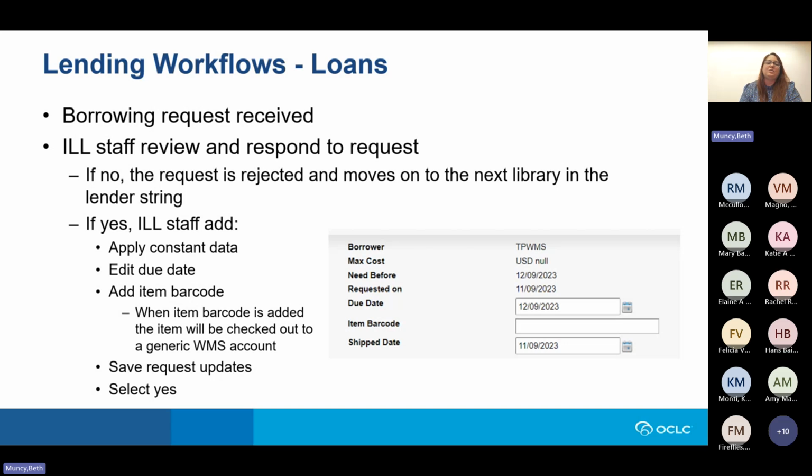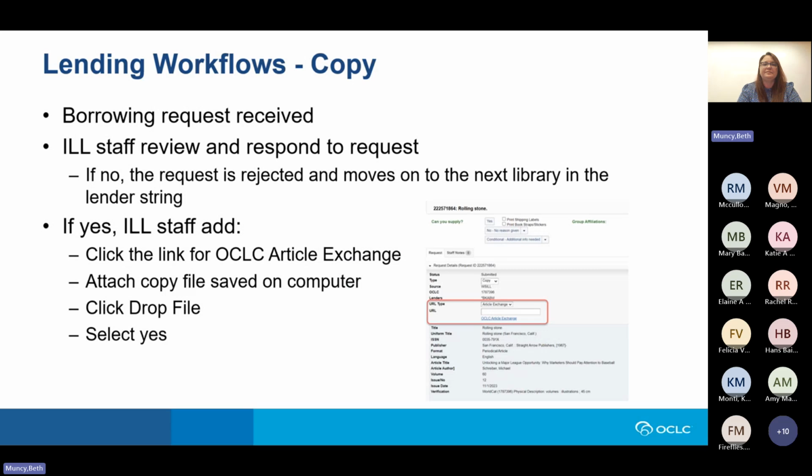In this case, we're not going to use the request ID as the item barcode. We're going to use the actual item barcode on the item you're lending out. This is what's going to help trigger that integration because it's going to connect the item in your collection to a dummy account for ILL so it can check that item out. You'll save the request updates and select yes to lend that particular item.